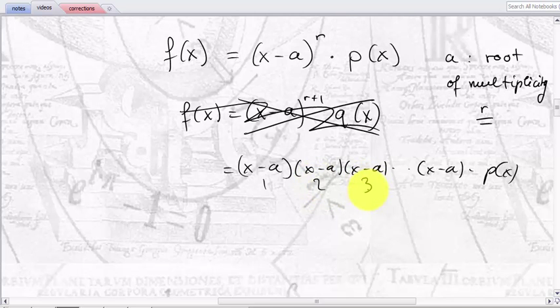We say that a is a root of multiplicity r. That means it's a root r times. It's just a root several times, okay? Because you can write it as x minus a times x minus a times x minus a, and all of that r times, right? Times p of x. So it's a root once, twice, thrice, r times. It's a root r times, basically, okay? Root of multiplicity r.